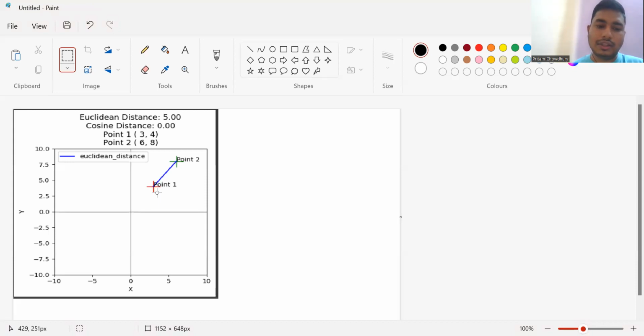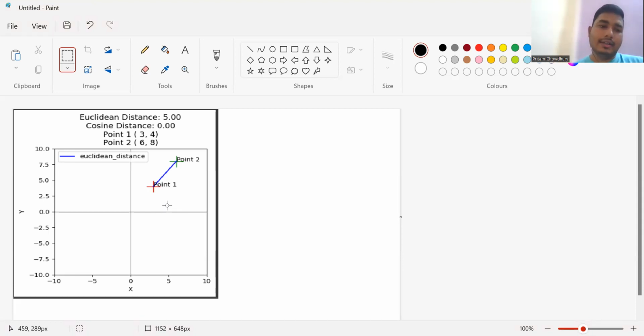That means the direction of point 1 is equal to the direction of point 2. In this picture we can see the same as well. This in turn implies that these 2 points in the vector space are very similar in terms of their orientation.